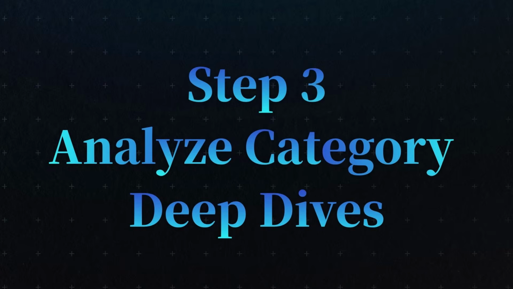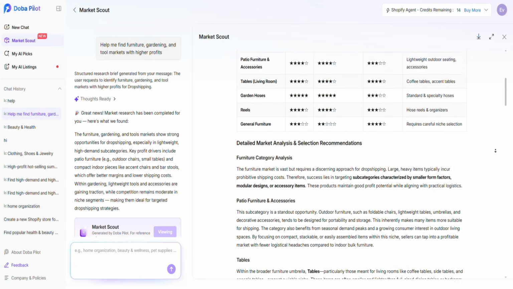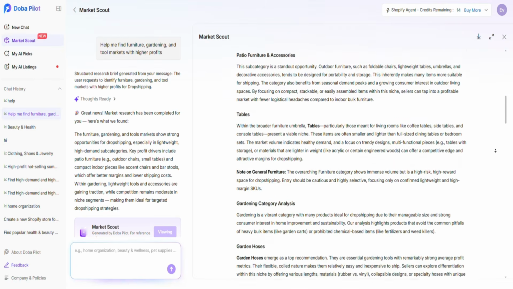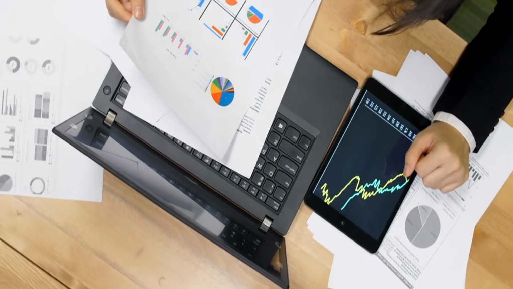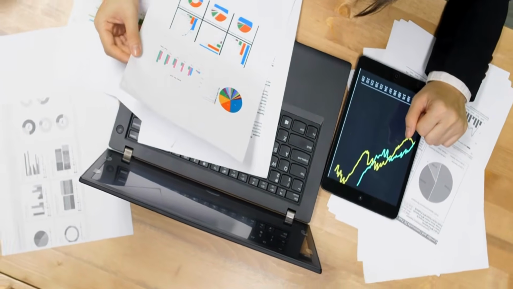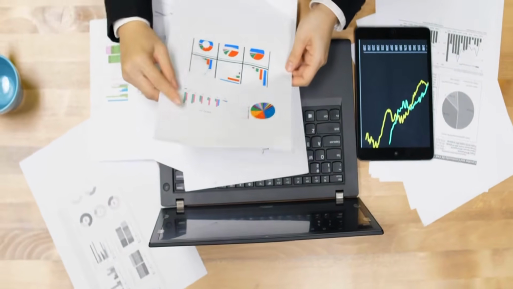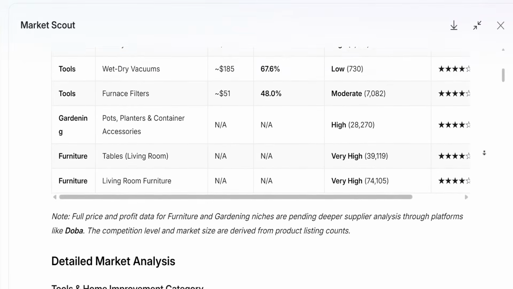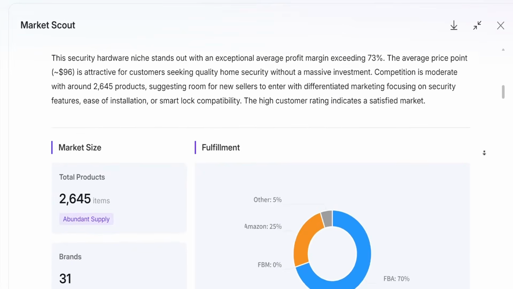Step 3. Analyze category deep dives. This is a huge market, but that also means it can be very competitive. So instead of simply telling you this category is popular, Market Scout helps break it down into more specific opportunities. It helps you understand where the category may be too saturated, and where smaller, more focused niches may still have room to enter. To find a better product opportunity, Market Scout organizes the report around 4 key areas.